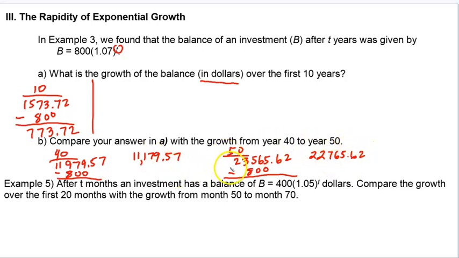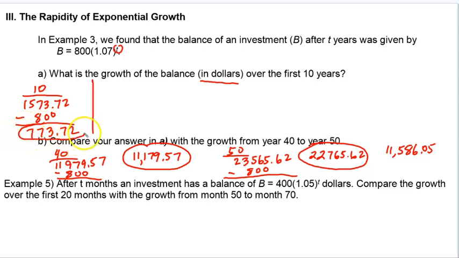Okay, so in terms of dollar growth from year 40 to year 50, let's see what that difference is. If you subtract these two, you're going to get an overall growth in this 10-year period of 11,586.05. All right, so our comparison is this was 10-year growth. This was total dollar growth over the years from 40 to 50, a 10-year span. Well, let's see how many times greater this number is versus the first 10 years. So we'll just do some division.